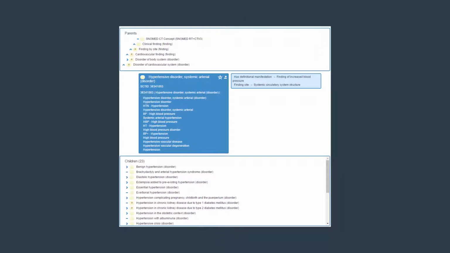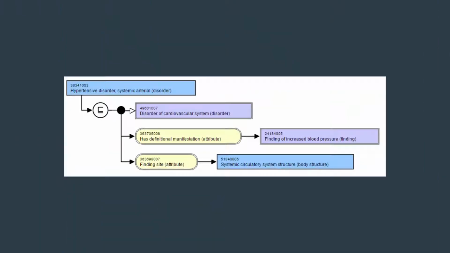Hypertension, in turn, has 23 subdisorders called children. These could also be useful for grouping patients for analysis. The browser also provides a diagrammatic hierarchical view. A careful look at this shows how SNOMED explicitly reveals important computable clinical relationships. Absent this, how might a computer know that hypertension is associated with an increased blood pressure?